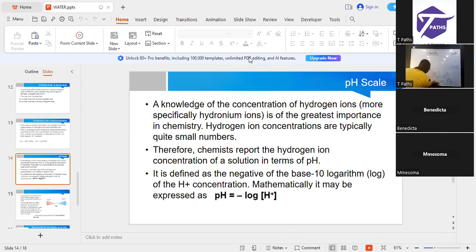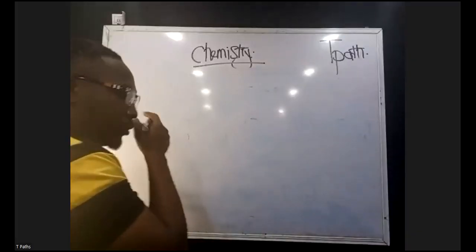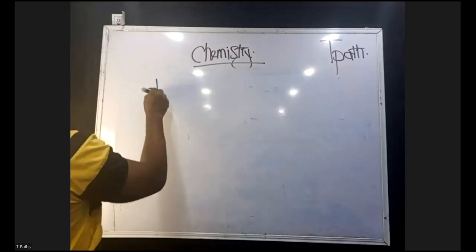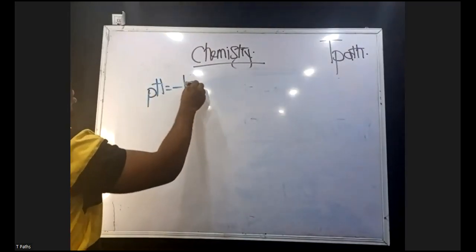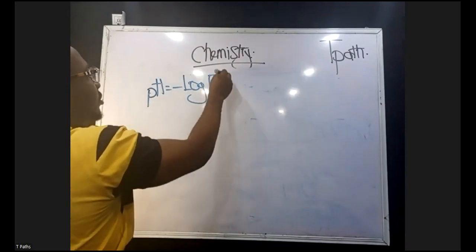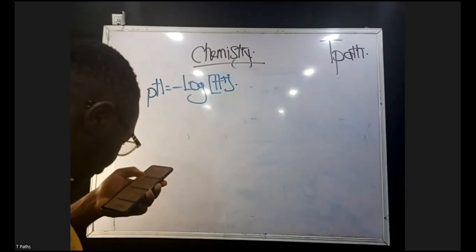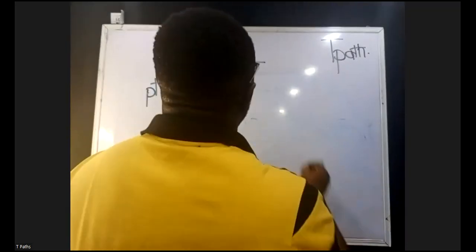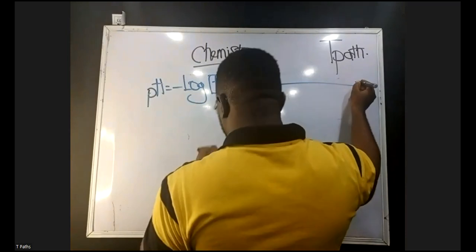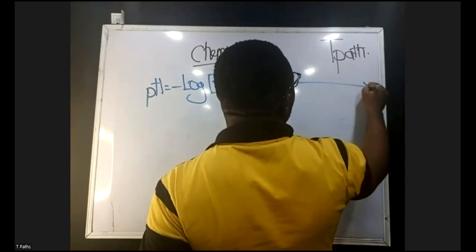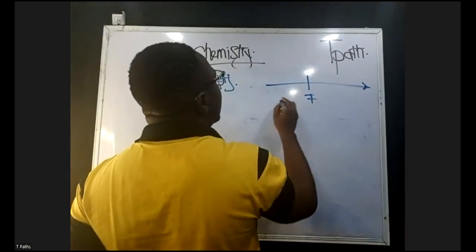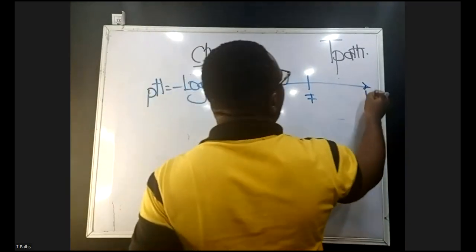We observe some things here. Mathematically, we can say that pH is equal to minus log H+. You can see the scale there. Let me just draw something. So this scale, the center is 7, with 0 and 14 at the ends.